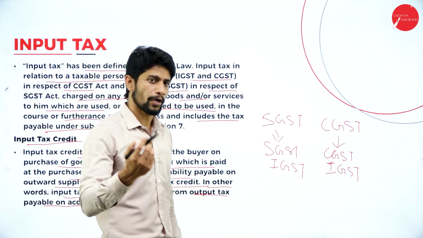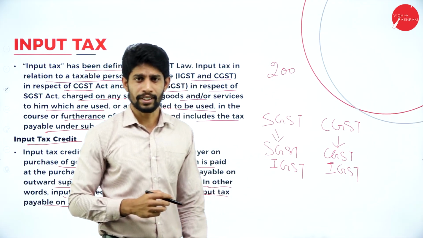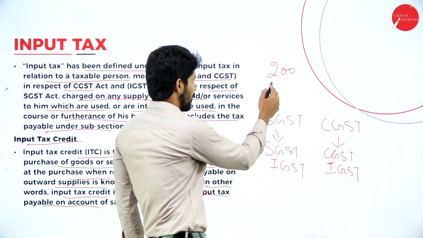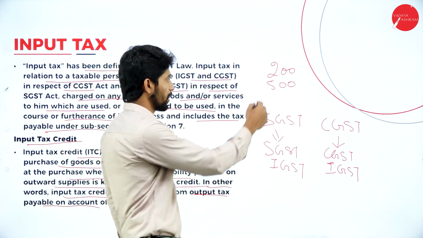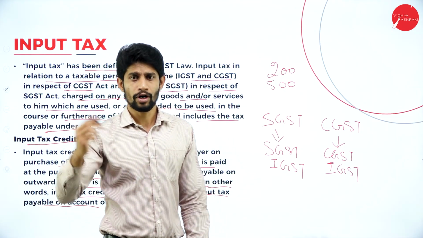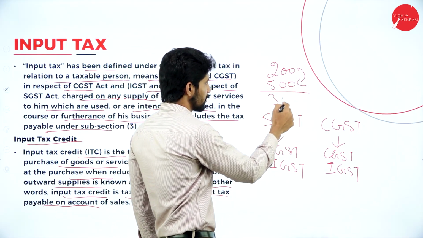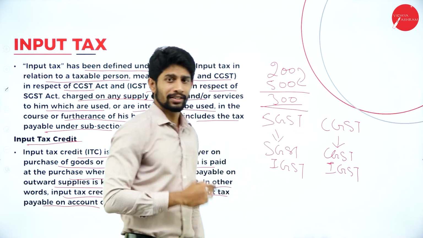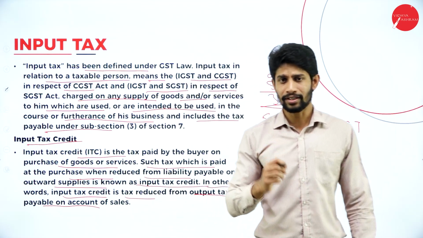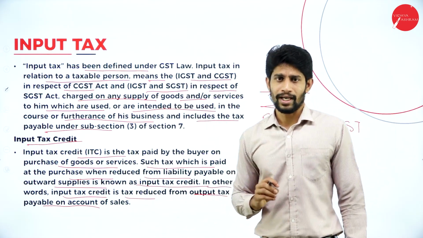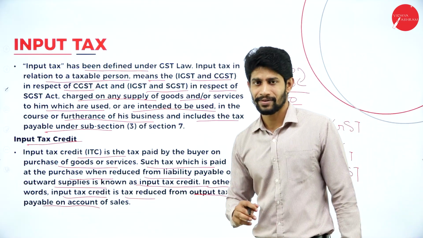For example, if you have paid the input tax of rupees 200 on purchase of material, and if you need to pay like 500 rupees of output tax. So what you are going to do? You already paid the input tax 200, but now you are supposed to pay 500 rupees of output tax. So what you will do? You are going to set off this 200 against 500, you will be paying only 300 rupees. This is called input tax credit system or the mechanism. It's nothing but you are going to set off the input tax paid against the output tax payable. That is called input tax credit.